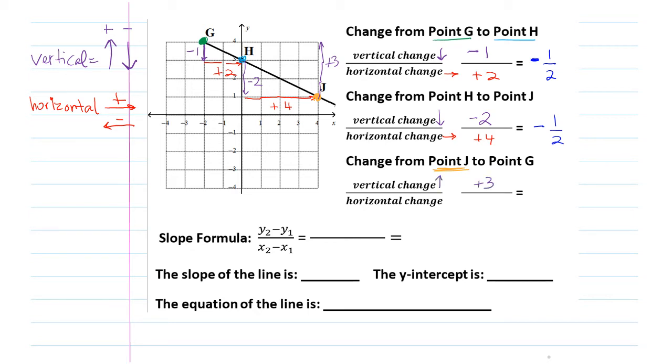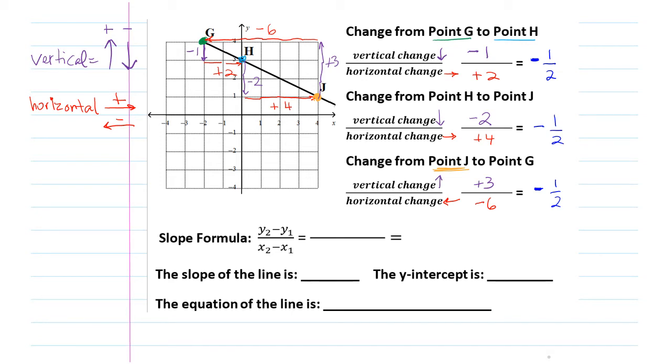And then I would have to go 1, 2, 3, 4, 5, 6 horizontally to the left, which would represent negative 6. There's my negative 6 because I had to move left. Let's simplify our ratio, our fraction. Positive divided by negative is negative, and 3 over 6 simplifies to 1/2. Check that out. Every one of those slopes is exactly the same.